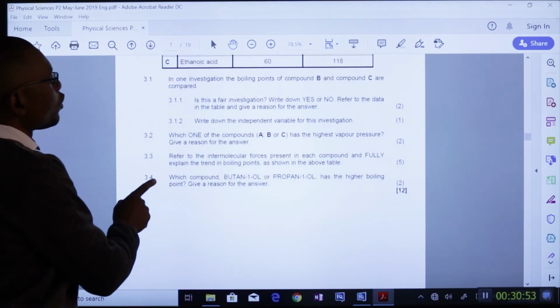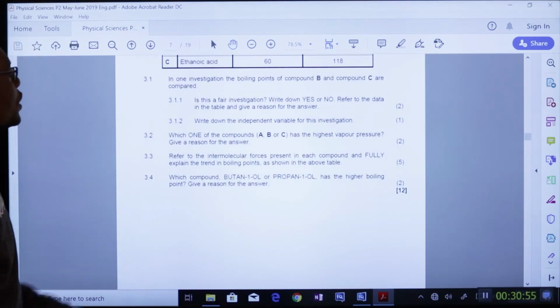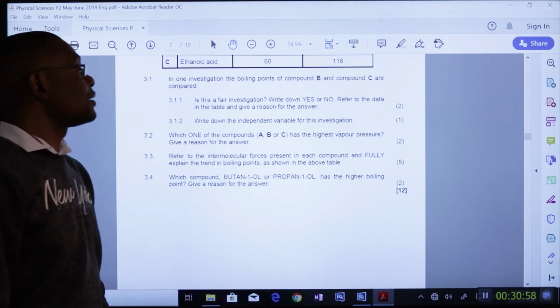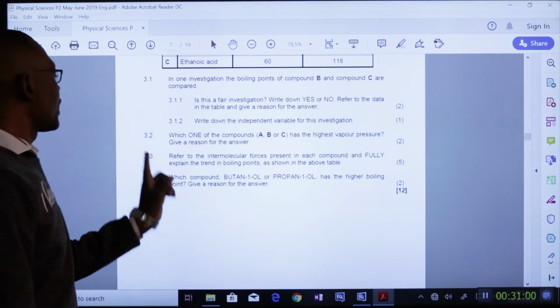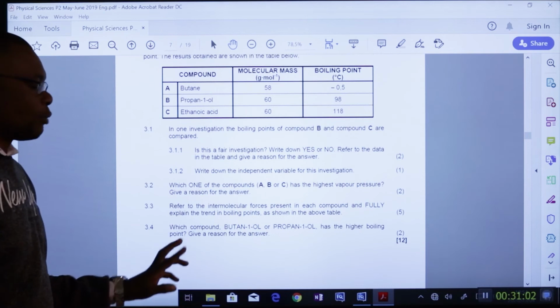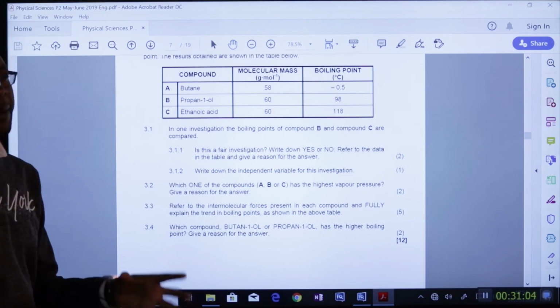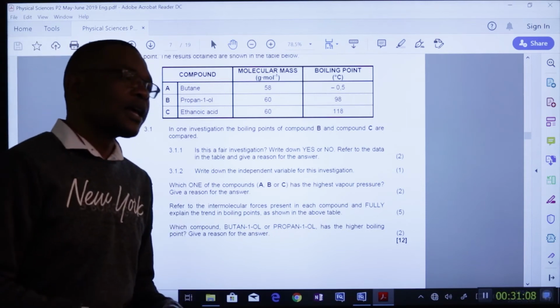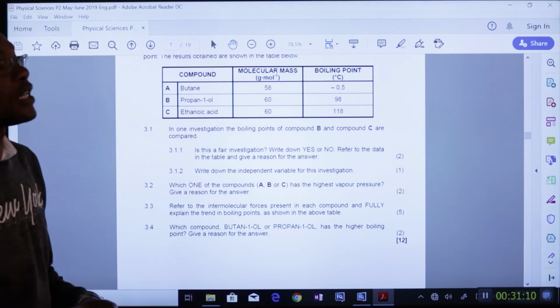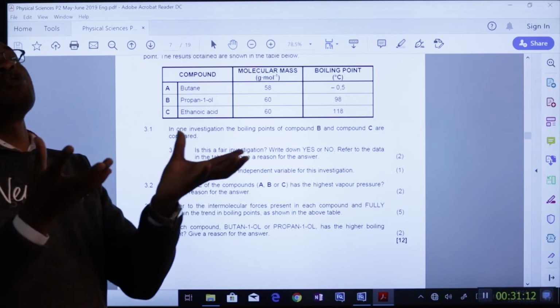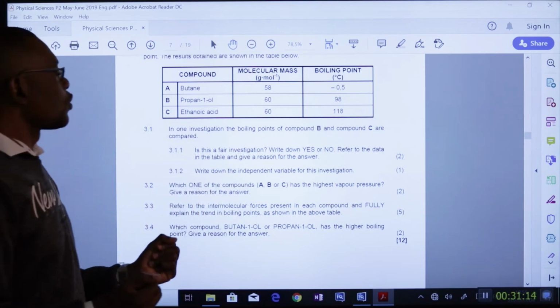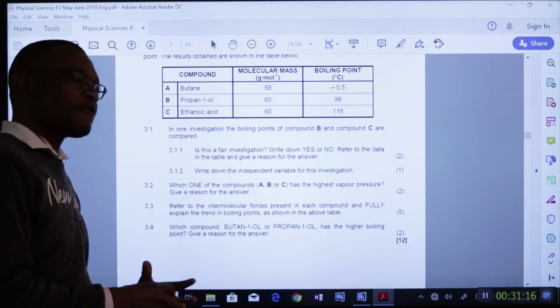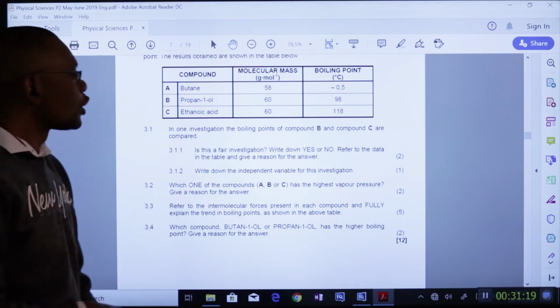Okay. Which one of the following compounds, A, B, or C, has the highest vapor pressure? And give a reason for the answer. 2 marks. Listen, boys and girls, we are saying vapor pressure here. In other words, a substance with molecules that can quickly turn into vapor will obviously have the highest vapor pressure.